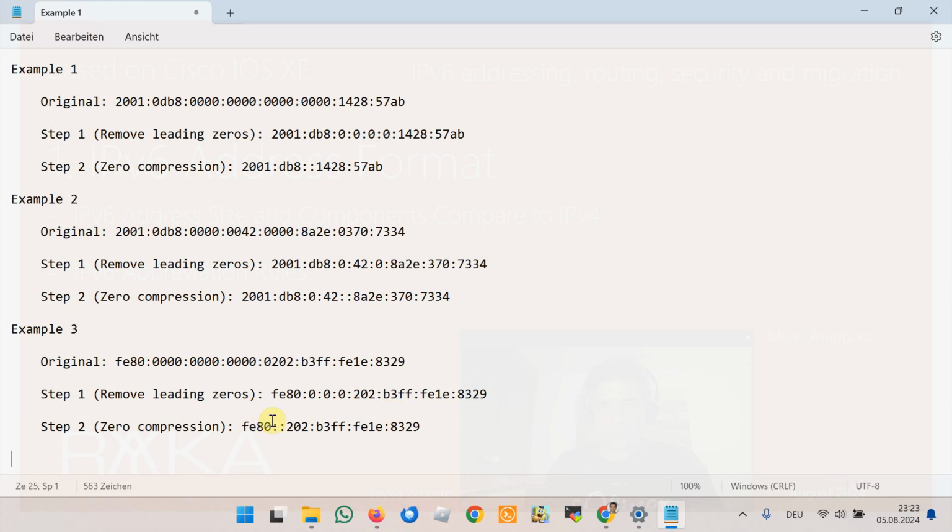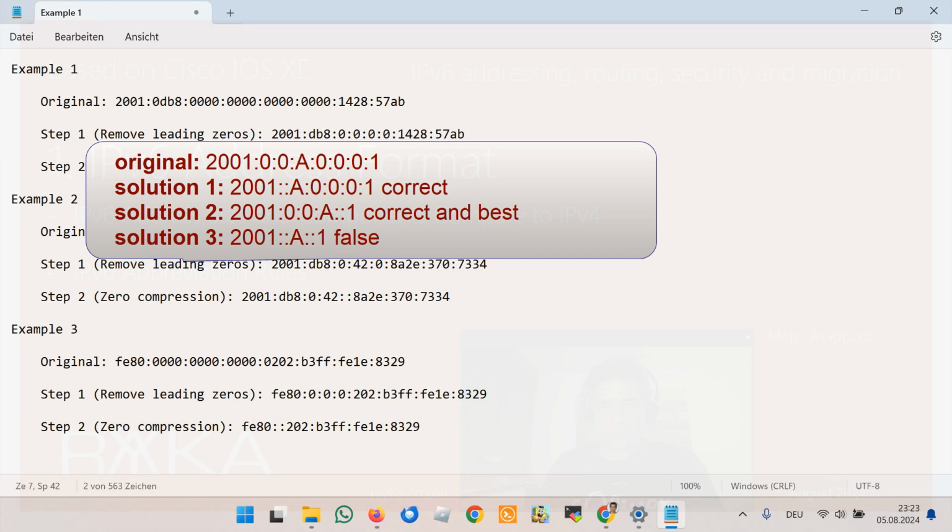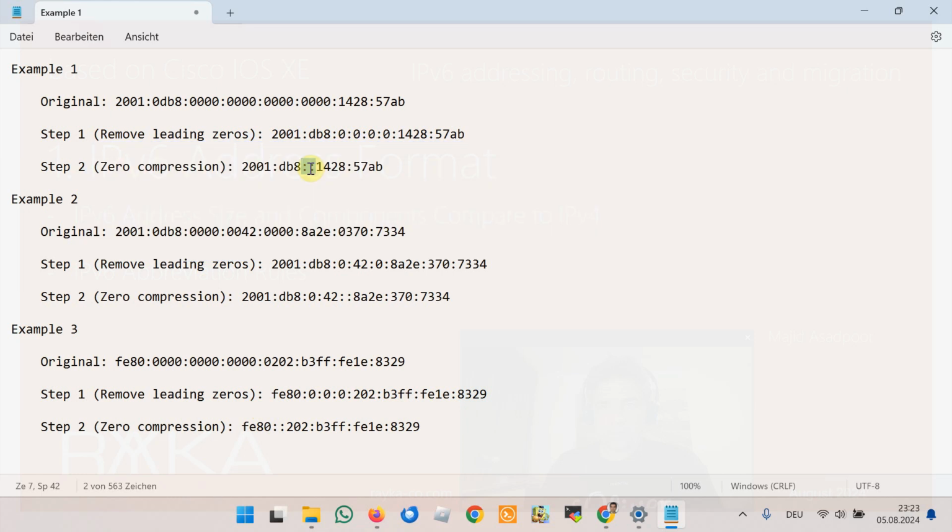Once again, to emphasize, the double colon notation should only be used once in an IPv6 address to avoid ambiguity. When there are multiple possible places to use a double colon, apply it to the longest run of 0 segments to achieve the shortest possible address. By following these two rules, you can significantly simplify the representation of IPv6 addresses, making them easier to write, read, and manage.